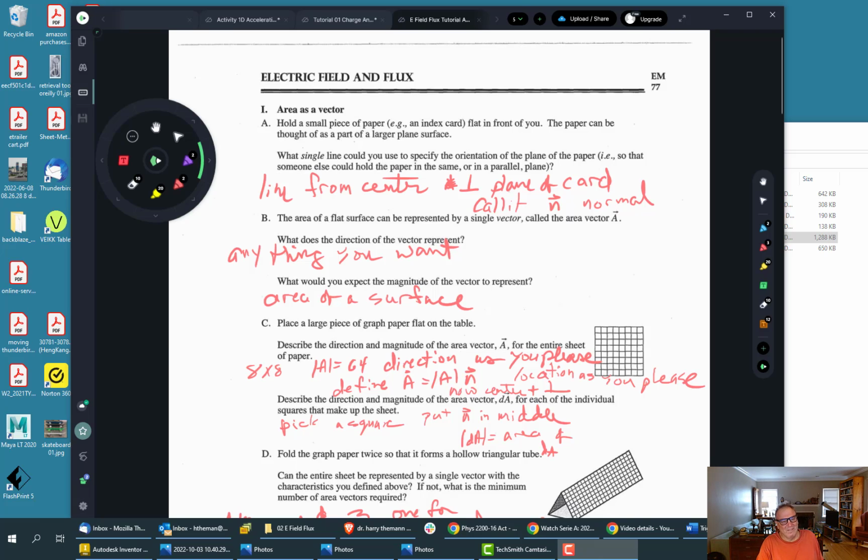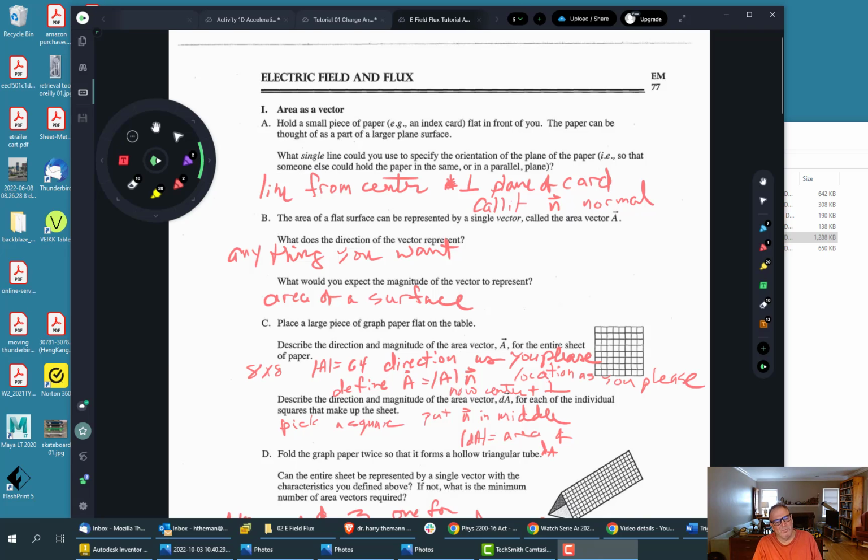Okay. So describe direction and magnitude of the area vector A with this sheet of paper. Well, the magnitude I'd expect to be 64. The direction, I have no clue. Poor question. And they want you to pay $85 for this workbook, guys.